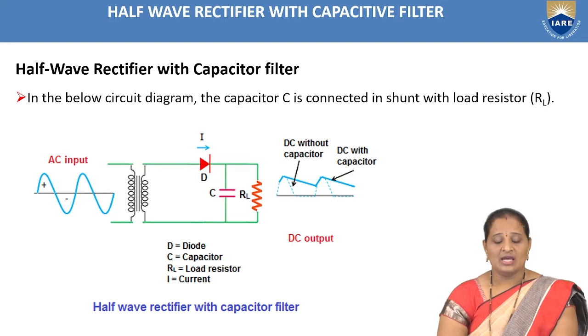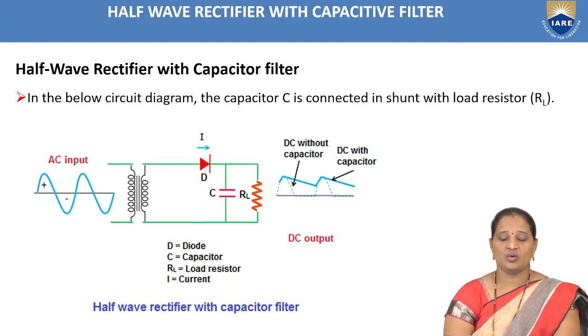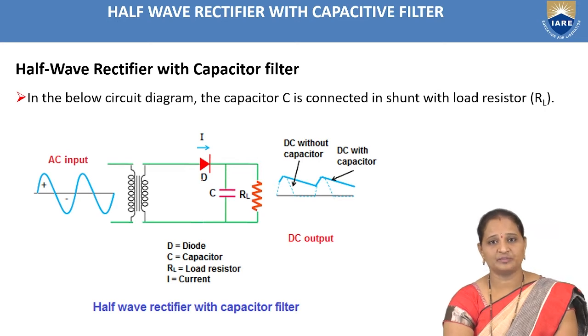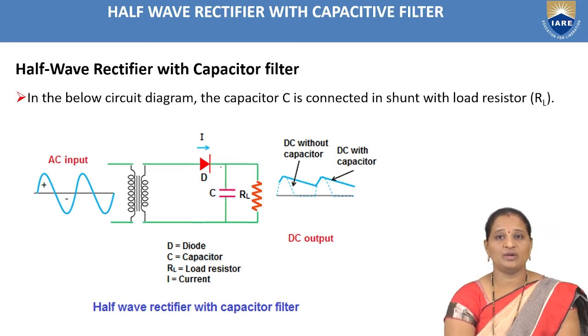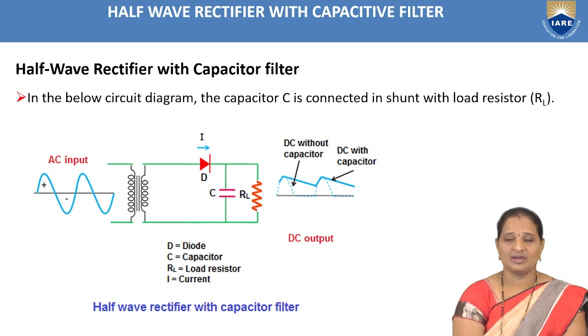Here, this is the half-wave rectifier circuit with capacitive filter circuit diagram. As you all know, the half-wave rectifier consists of a single diode, and here the output of the rectifier is connected to the capacitor, which is connected in parallel with the resistor RL. As it is connected in parallel with the resistor RL, this capacitive filter is also called a shunt capacitive filter. So why do we have to connect this capacitor in parallel?